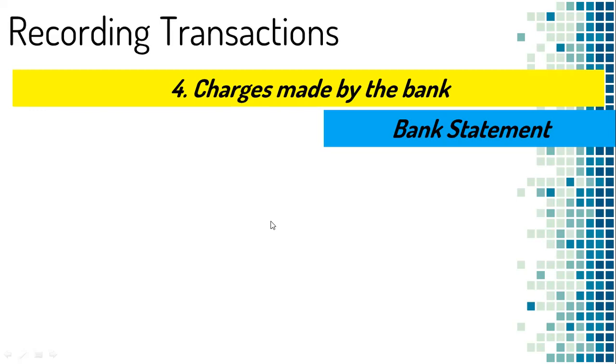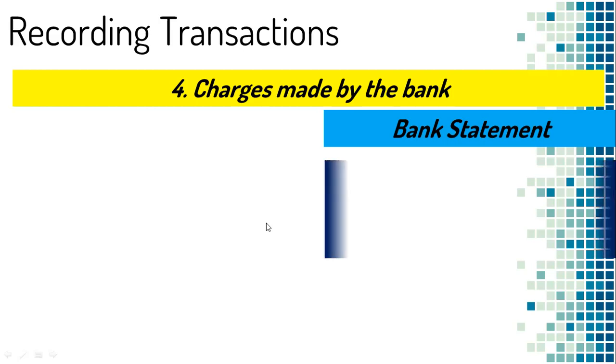Therefore, once the bank has made a charge, what are the examples of charges? Listen to me. Bank charges, checkbook charges, right? Interest on overdrawn balances. They are the different types of charges. Or charges on dishonored checks. These are initially charged by the bank or recorded by the bank.